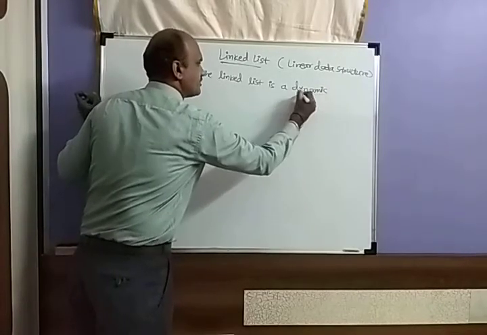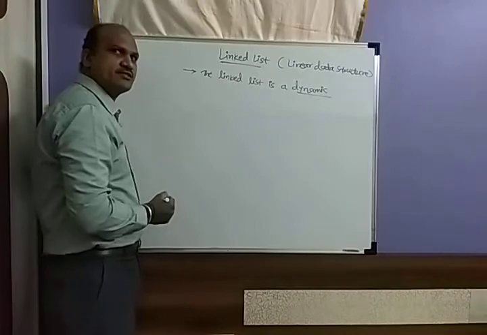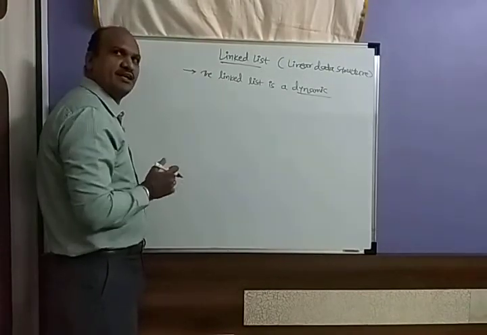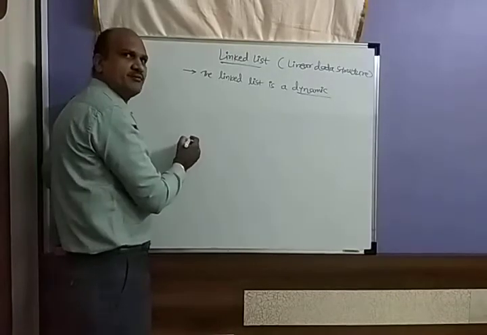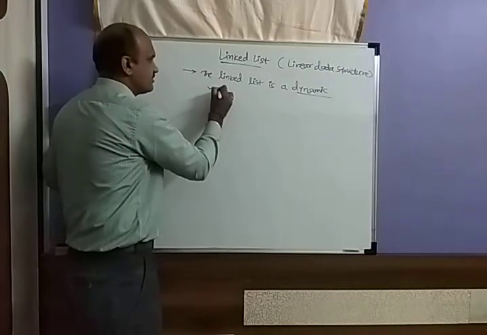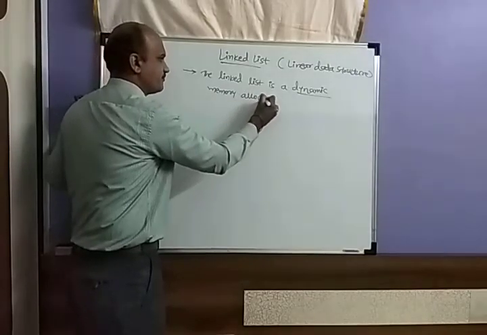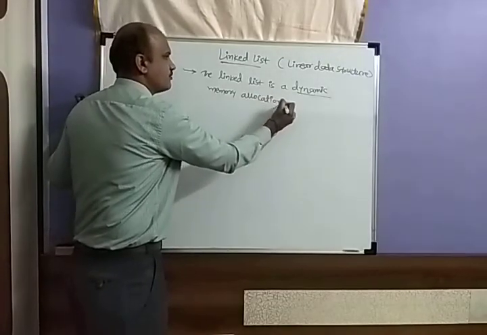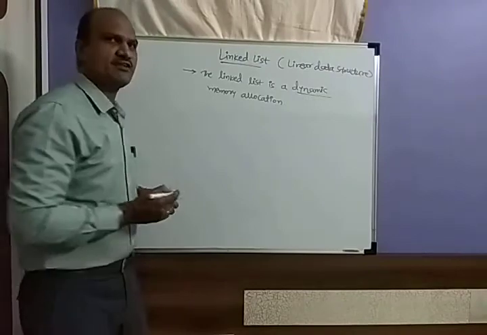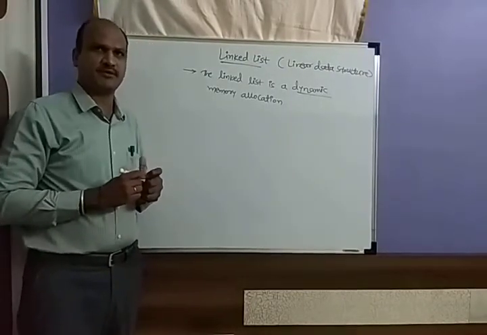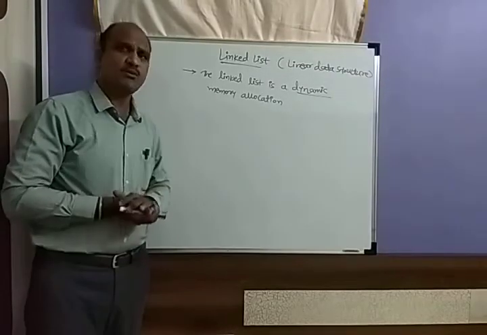Very important, the difference: static is arrays and dynamic is linked list, because of the dynamic memory allocation in the linked list. That's why we call the linked list dynamic. At runtime we can have the allocation in the memory. That is one point.